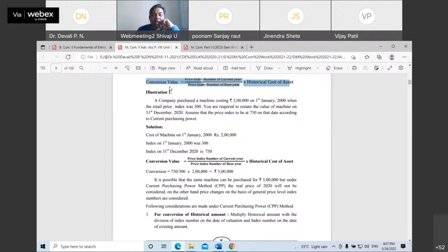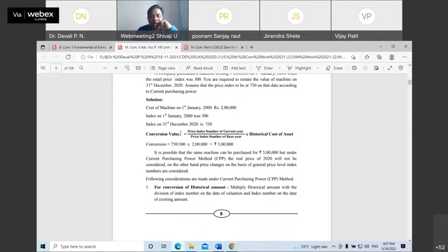Now see the formula that we are going to use for that purpose. What is the formula? Conversion value is equal to price index number of current year upon price index number of base year into historical cost of asset. So this is the given cost of machine, 2 lakh. This is the historical cost of asset. Index on 1st January 2000 was 300. Index on 31st December 2020 is 750. After using the formula, we get the conversion: 750 upon 300 into 2 lakh, we are getting rupees 5 lakh.